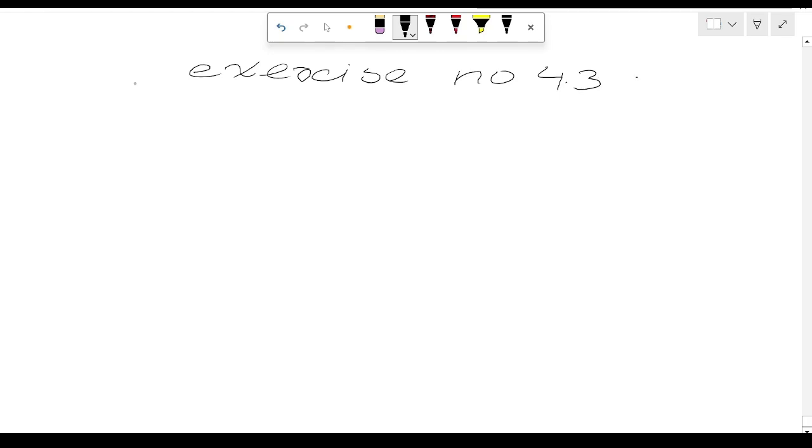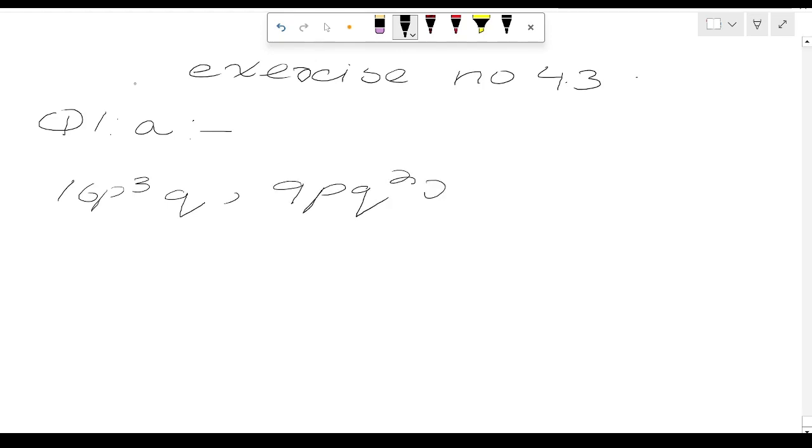Factorization and algebraic manipulation. Let's start with question number 1, part A. Part A states that we need to find the HCF of the following monomials by completing this table. So here in the first part, we're given a monomial which is 16p cube q, comma 9p q square r.